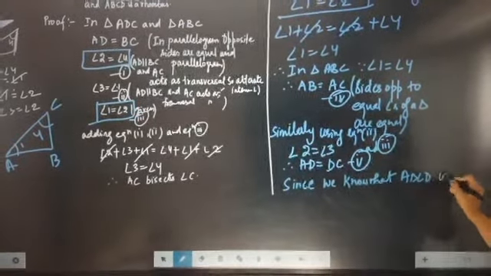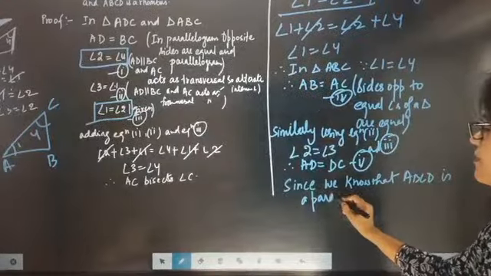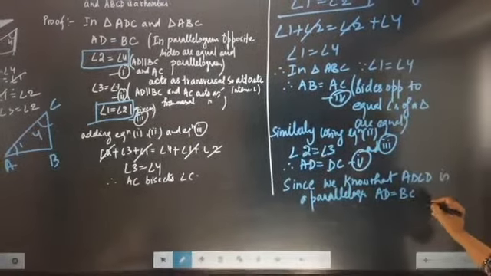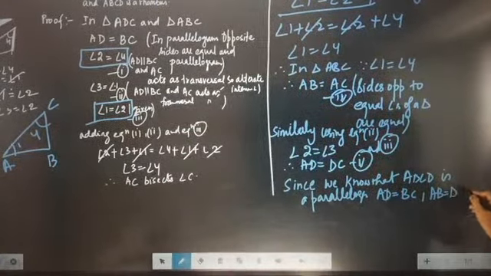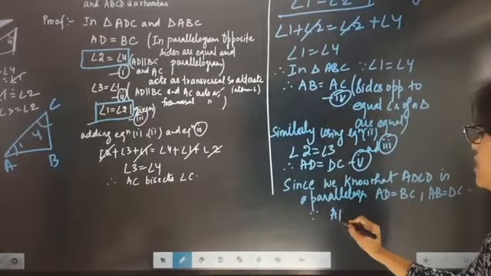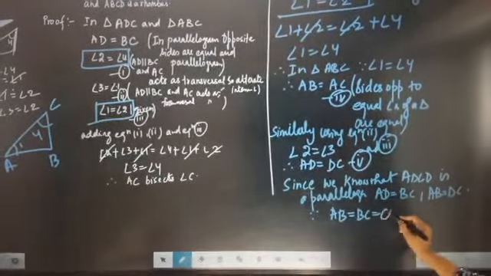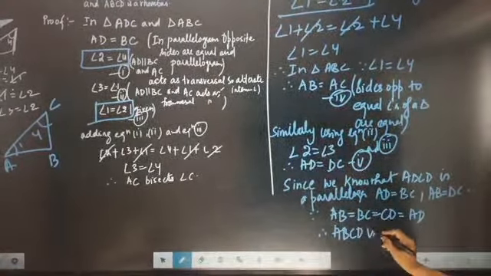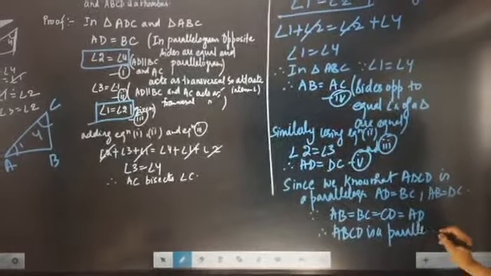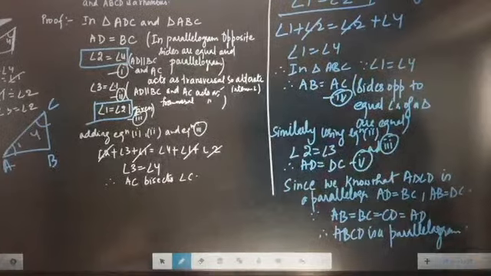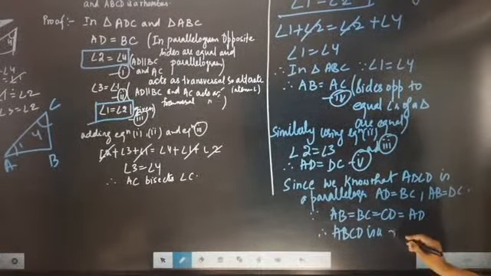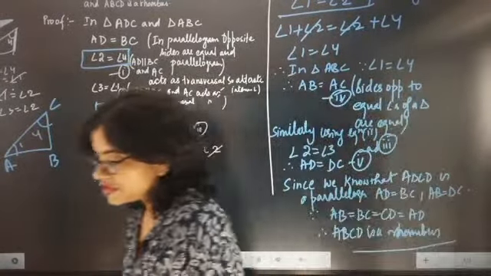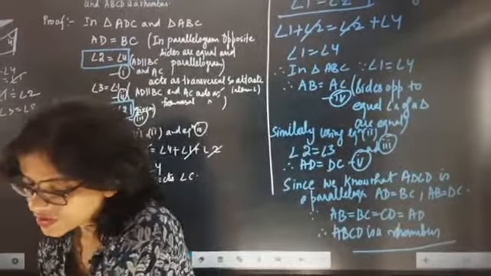Since we know that ABCD is a parallelogram, AD will be equal to BC, AB will be equal to DC, therefore AB will be equal to BC will be equal to CD will be equal to AD. Therefore ABCD is a rhombus. All sides are equal, so it is a rhombus.